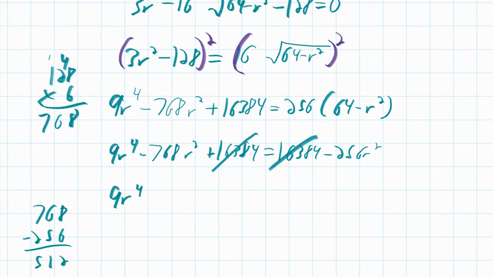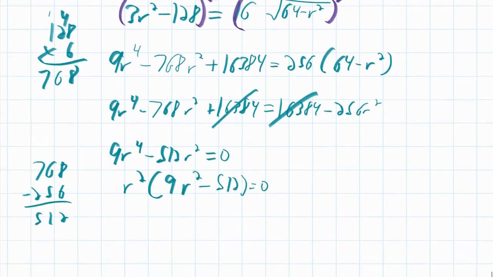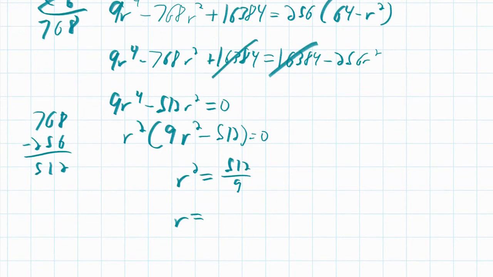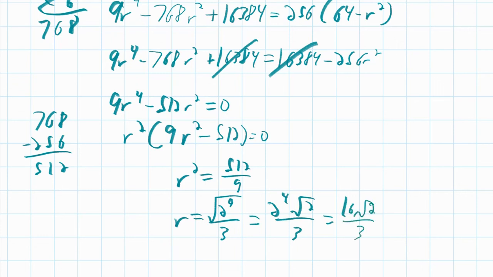So I get 9r to the 4th minus 512r squared equals 0. Factor out the r squared, and I get 9r squared minus 512 equals 0, or r squared is equal to 512 over 9, or r is equal to, so 512 is 2 to the 9th, so the square root of 2 to the 9th over 3, or 2 to the 4th root 2 over 3, or 16 root 2 over 3. Whew.